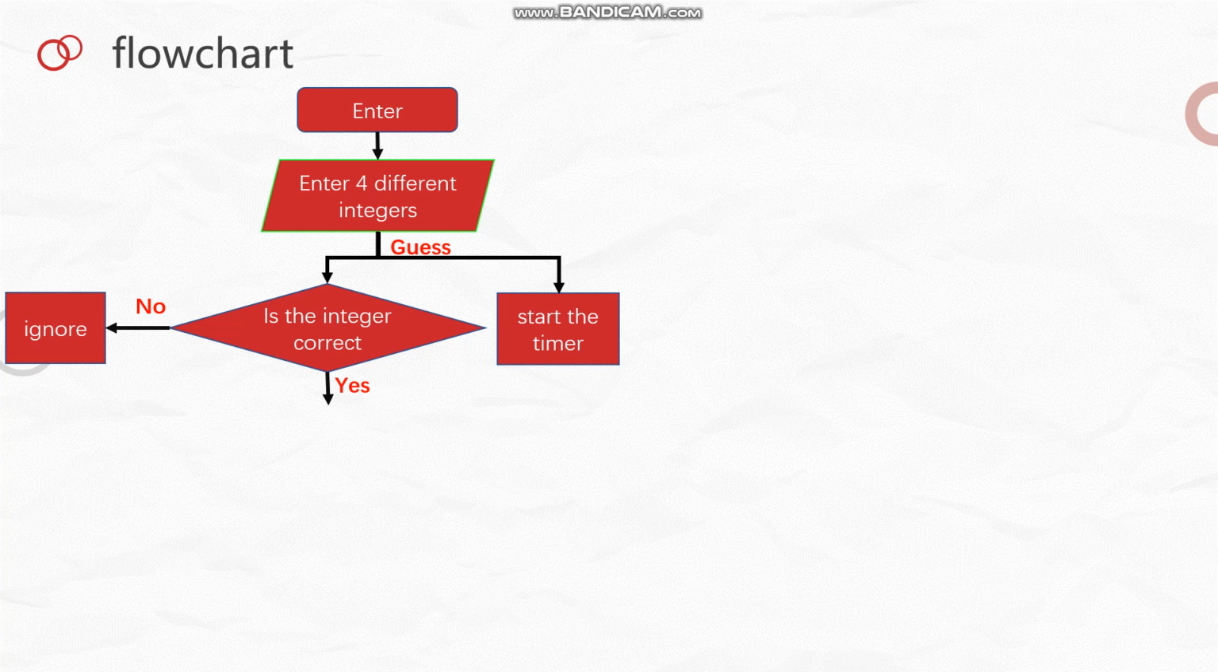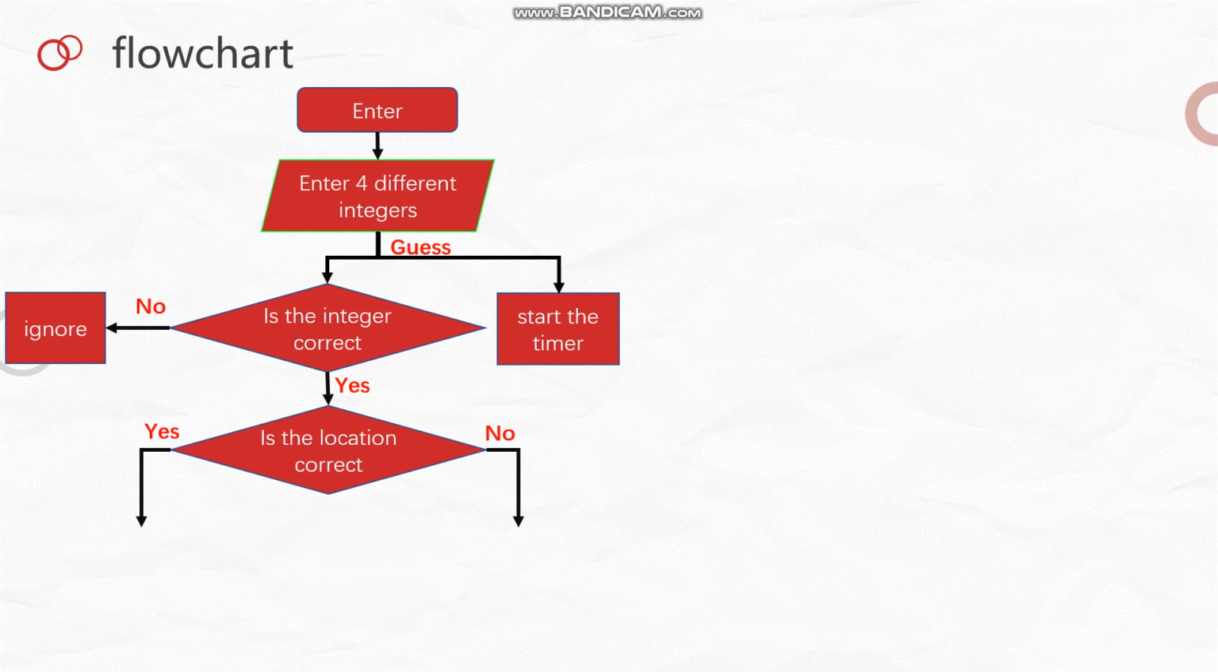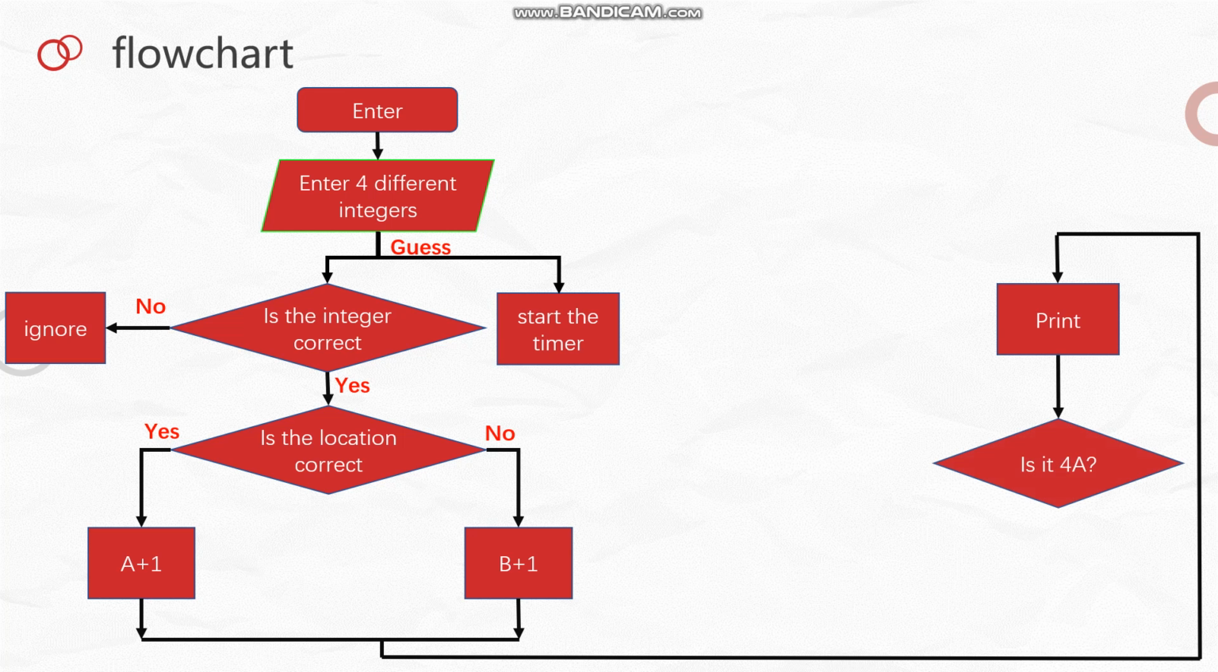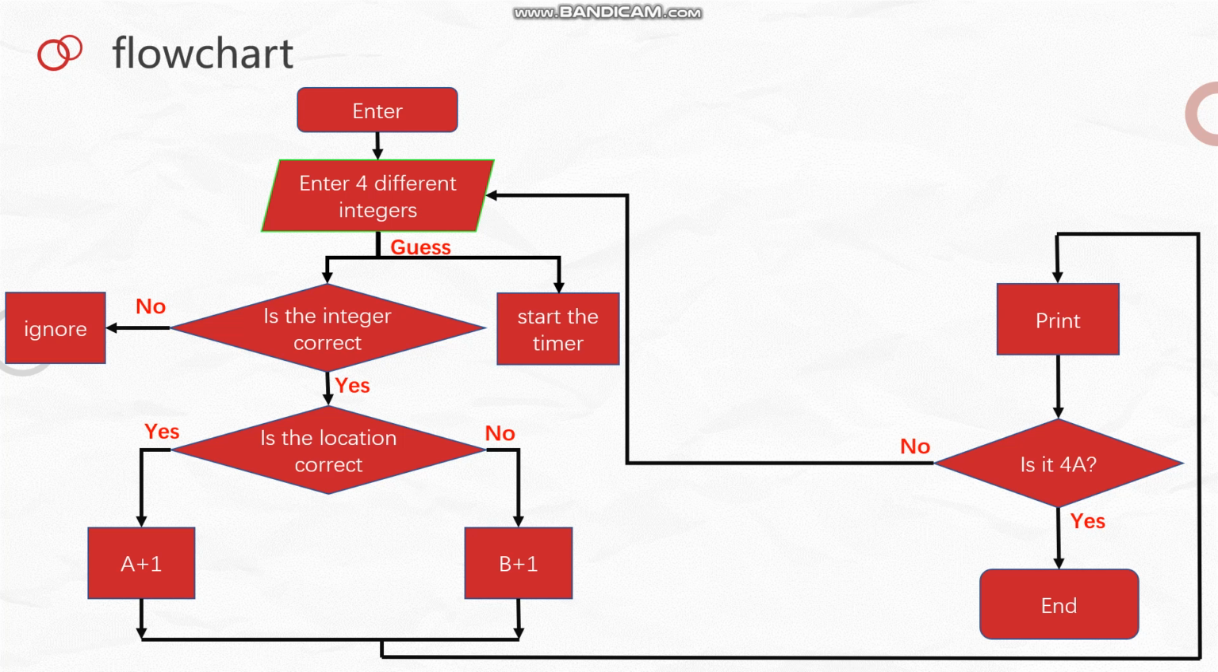If there is a match, it will judge whether the position is correct. When the position is correct, A plus 1. When the position is incorrect, B plus 1, and then the result will be output to the player. Is it 4A? If it is, the player will win and end the program. If not, the player will enter a new combination of numbers.